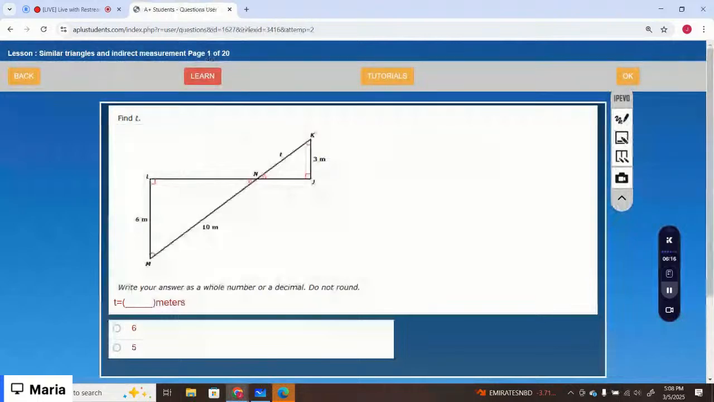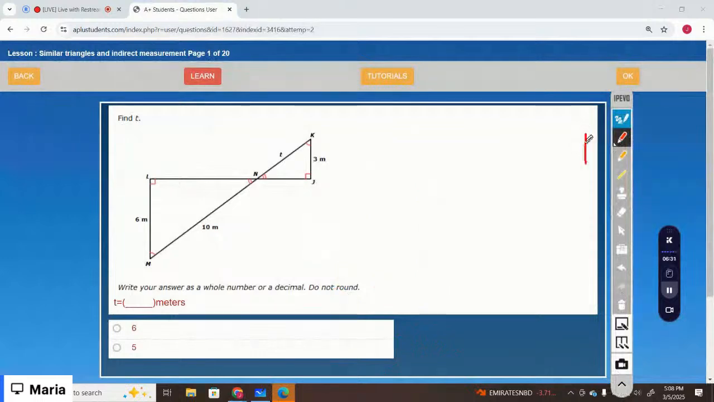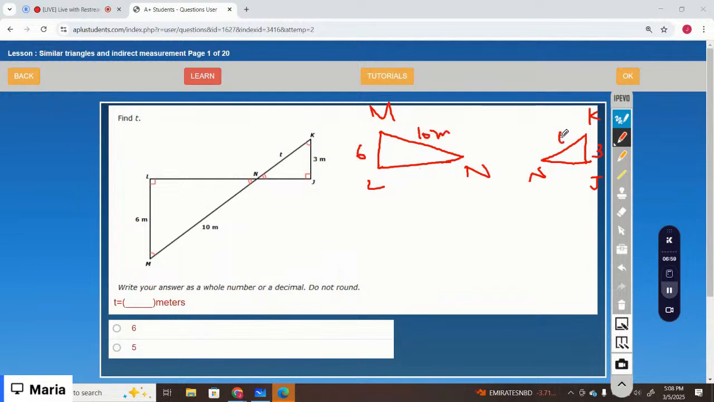Find t. So you have to split the triangle into two triangles, right? You need to calculate the value of t. So when you split the figure into two triangles, here is the smaller one, KJ, and 3 it is. And then the other one is LNM. That is 6 meters, 10 meters. You have to find the side length t.